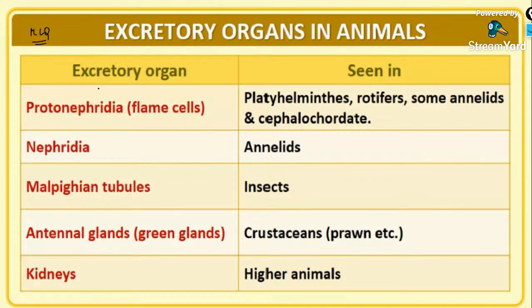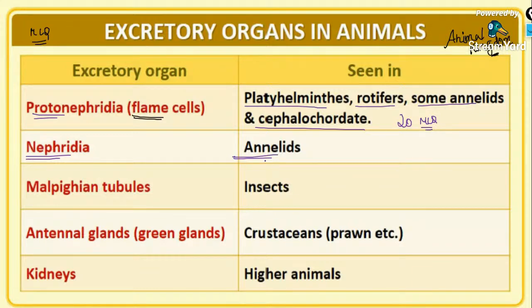Excretory organs. We have studied all these things in the chapter Animal Kingdom, under each phylum. So, all at a glance: flame cells, which are commonly known as protonephridia, are found in platyhelminthes, rotifers, some annelids, and cephalochordates. Very important, a previous year question repeated at least 20 times: nephridia is the excretory organ in annelids.